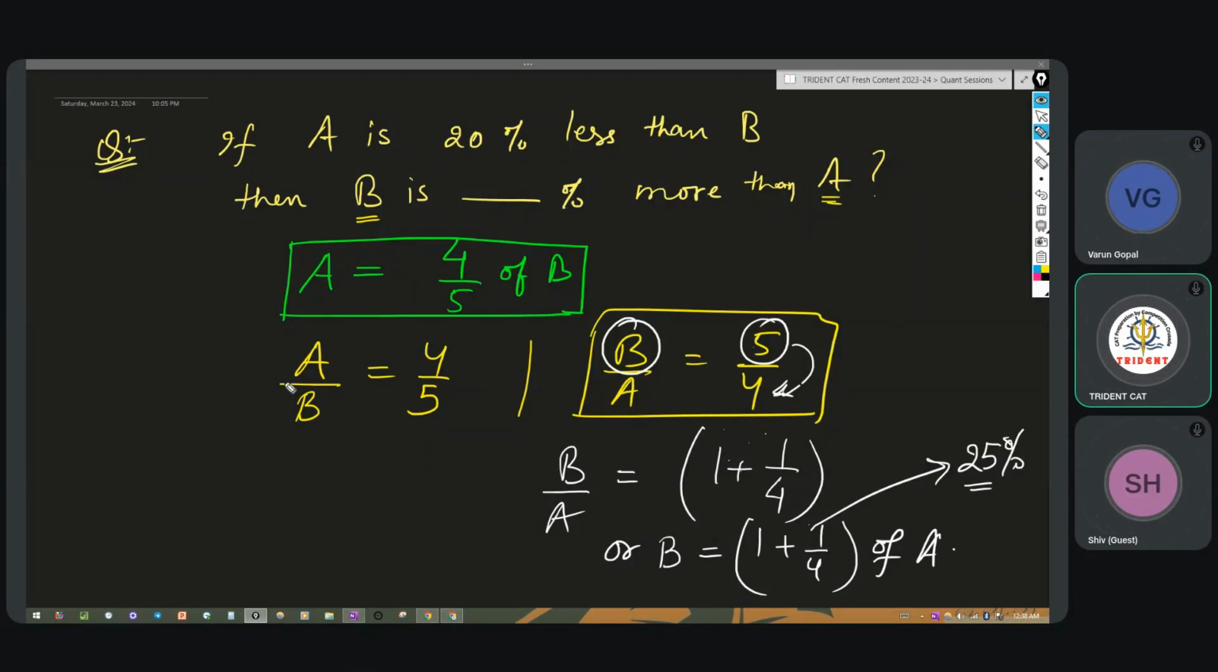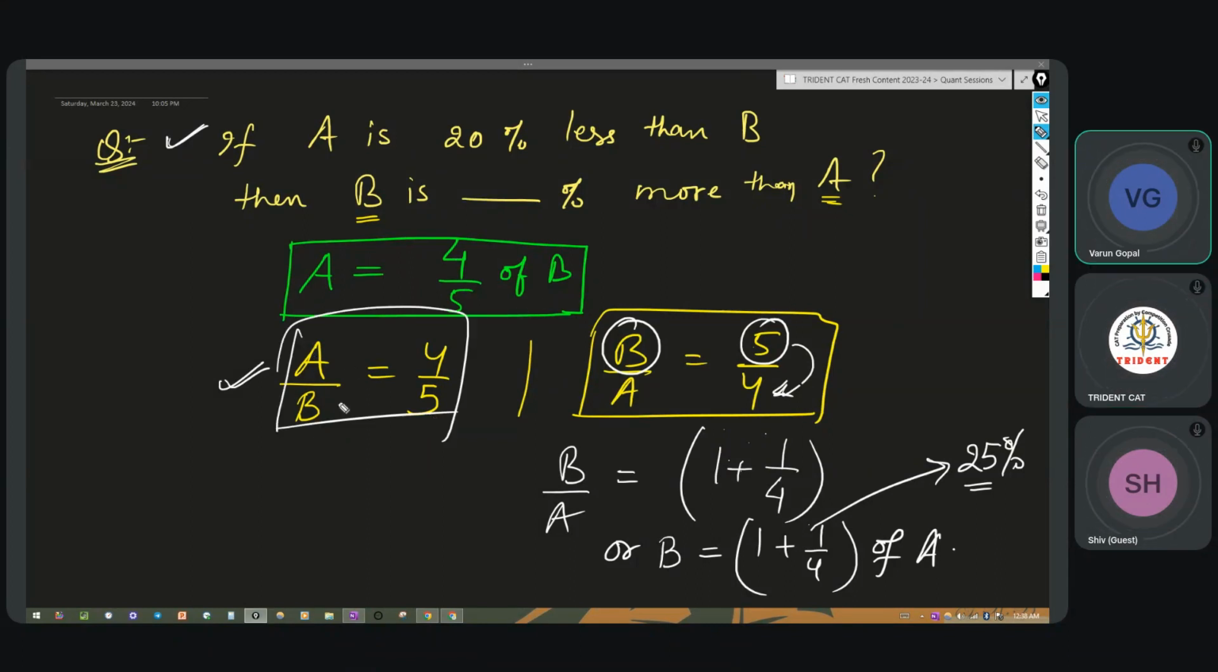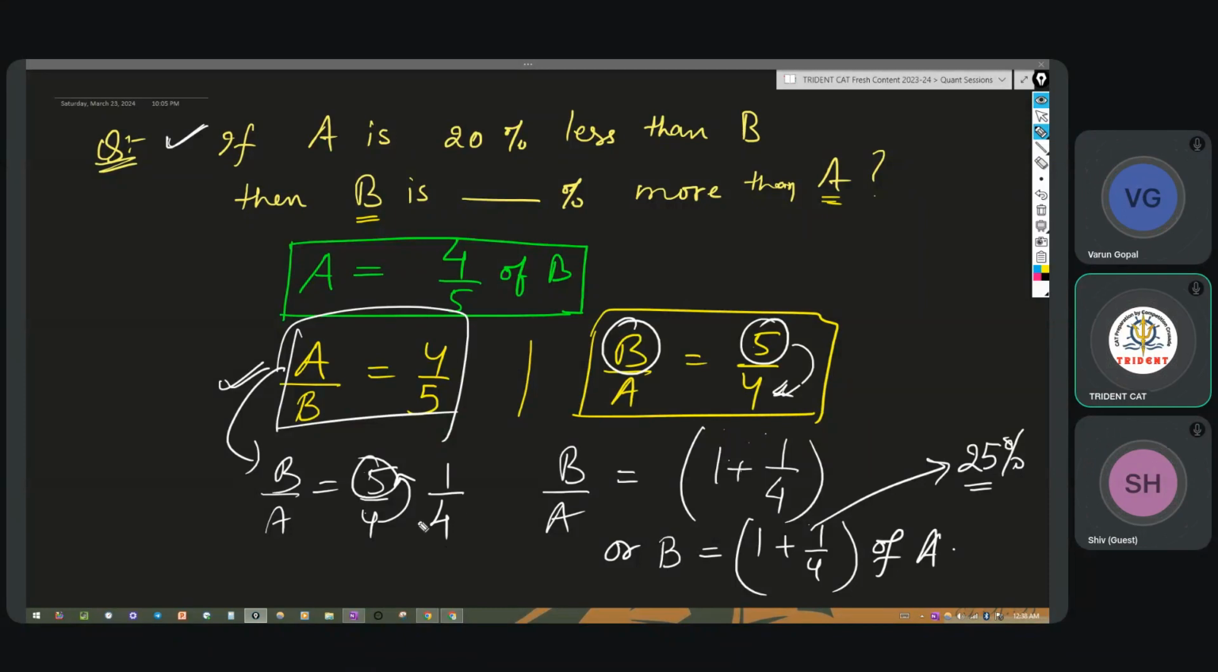But ideally, after, let's say, 2-3 months, whenever I give you a question like this, you will only look at A is equal to 4 by 5 B. You'll look at this part, and oh, you want me to find B by A. So B by A is what? Sorry, 5 by 4. So the increment is of what? From 4 to 5, the increment is of 1. And the base is what? Base is 4. Why is the base 4? Because of than. Always pay attention to this word, than. The question is than A, so it should always be compared to A. So 1 on 4, 25%.